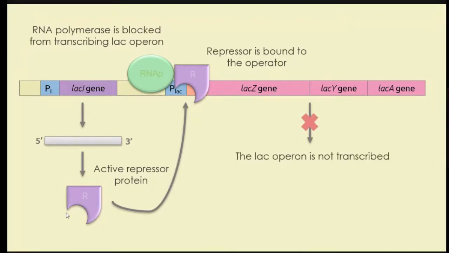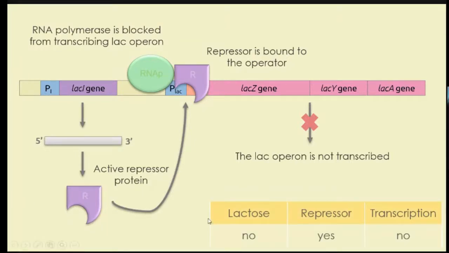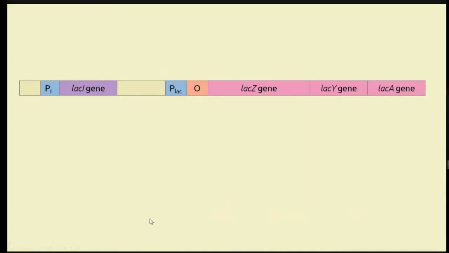Again, bakit? Kasi di mo naman kailangan mag-transcribe ng lac operon para magkaroon ng lactose metabolism kasi meron ng glucose sa environment ng bacteria. Hindi niya na kailangan yung lactose. Parang second choice lang tong lactose para lang kapag may time na mawala ng glucose sa environment. Okay. So, lactose, no. Repressor, yes. Transcription, no. Dapat nilagyan ko rin dito, glucose, yes. Merong glucose sa environment.